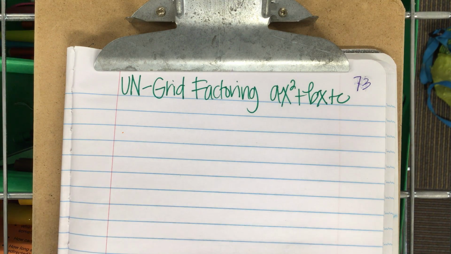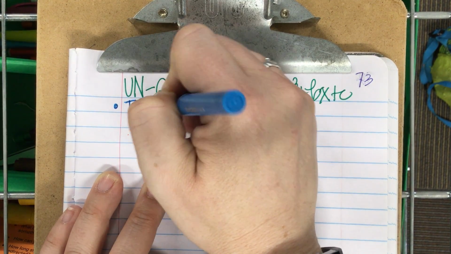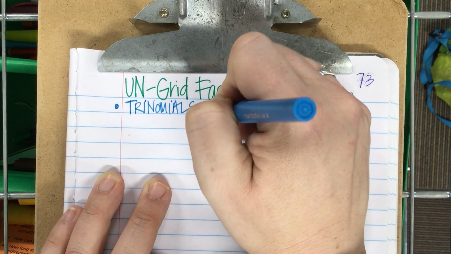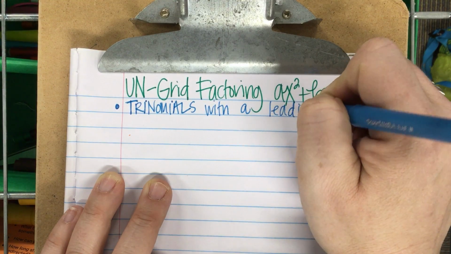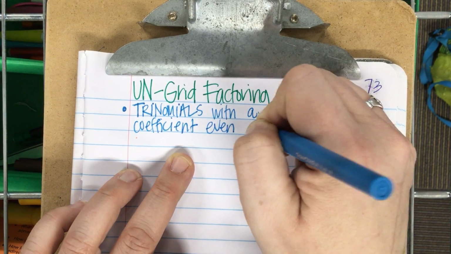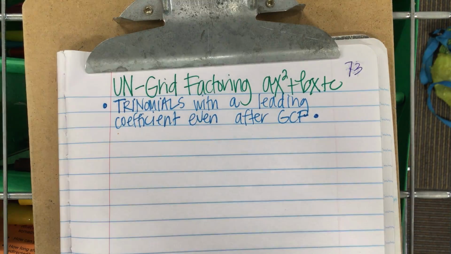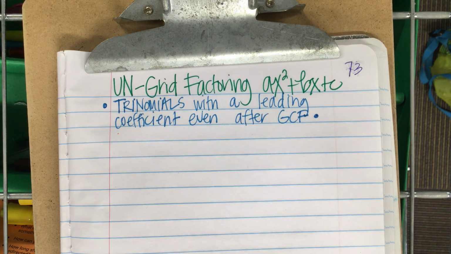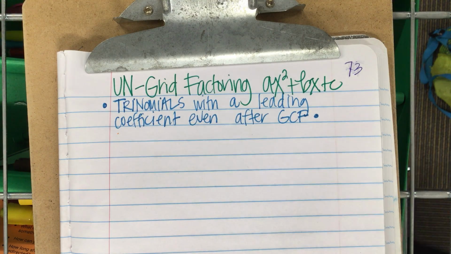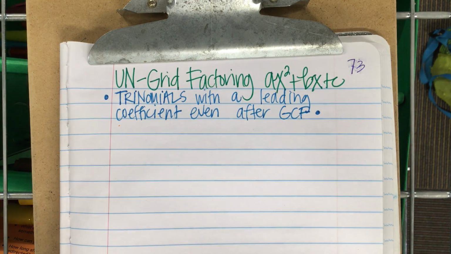So this is for trinomials with a leading coefficient, even after GCF. So yes, you should look to see, is there a greatest common factor? Always look to see if there's a greatest common factor. But there's going to be a leading coefficient even after you factor.